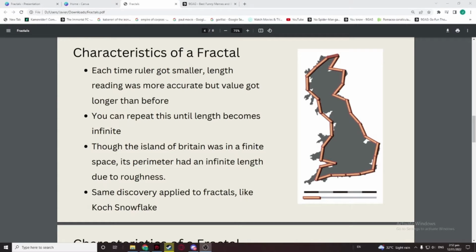You can repeat this process to account for each and every minute and minuscule roughness that there is in the coastline. And eventually, the length will just end up being infinite. Though the island of Britain was in a finite space, its perimeter had an infinite length due to roughness. And the same discovery can be applied to the Koch snowflake when it was discovered as a fractal.